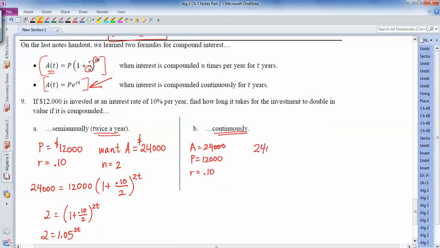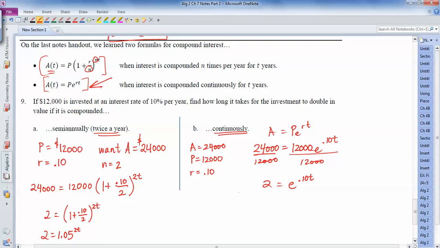So 24,000 is going to equal, this is the A, equals P e to the RT. So the P is 12,000. E is just some number e. And then R is 0.10 and T is just T. And we're solving for T. So again, let's divide by 12,000 first. So we get 2 equals e to the 0.10T.